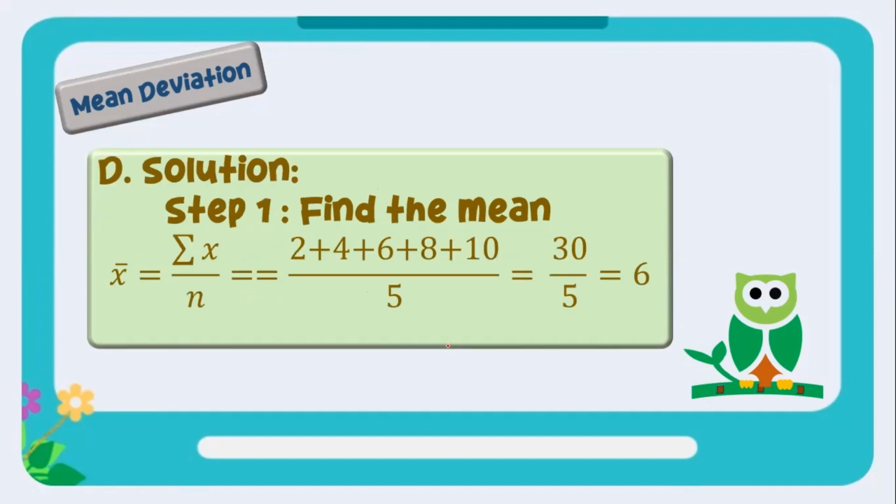Solution. For step 1, we have to find the mean. So X bar is equal to the summation of X over the number of values. We add all the values and then divide by 5, which is the number of values. So we have 30 divided by 5, which is equal to 6. Therefore, our mean is 6.